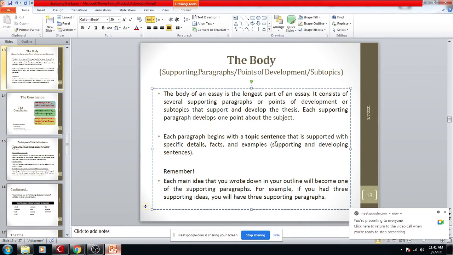Okay? Each supporting paragraph develops one point about the subject. Carry on. Each paragraph begins with a topic sentence that is supported with specific details, facts, and examples, supporting and developing sentences. Remember, each main idea that you wrote down in your outline will become one of the supporting paragraphs. For example, if you had 3 supporting ideas, you will have 3 supporting paragraphs.